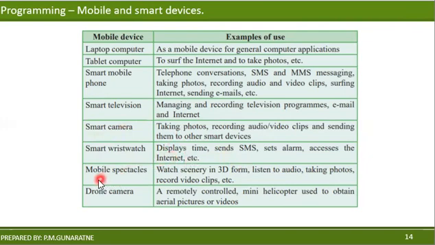Then mobile spectacles, right? To watch sceneries in 3D movies. You can listen to audio, right? Drone cameras can be used to control remote applications, and quadcopters as well. Right? So those are the mobile devices. They are smart as well, right? That means these are portable, and they are smart devices as well.